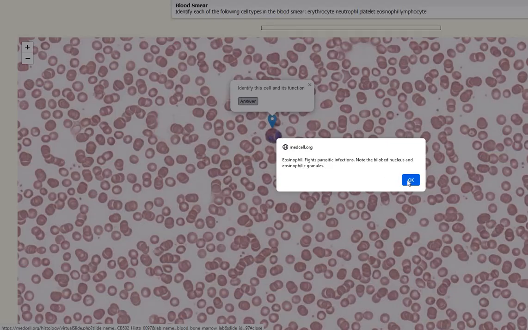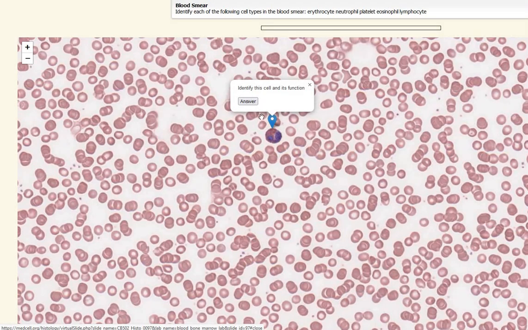Okay, so to confirm, this is an eosinophil. It is large. It's about 2.5 times the size of those red blood cells. We're just dealing with that bilobed or 2-lobed nucleus. So those are all things that point to this being an eosinophil.